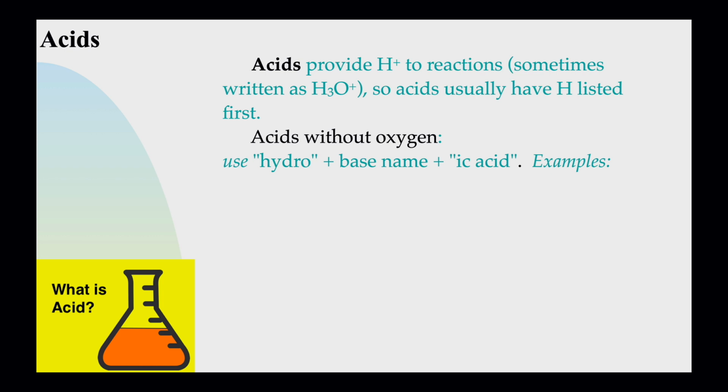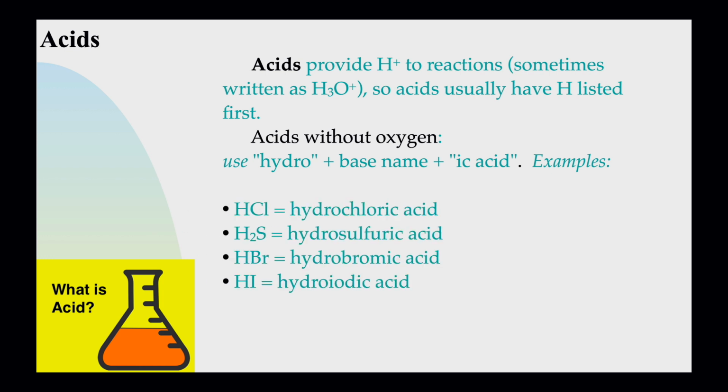You use hydro plus some kind of base name plus ic acid. And I'm sure that's as clear as mud. So let's look at some examples. HCl is probably the most common acid. There's no oxygen there. Notice that chlorine makes that different from the other acids listed. So chlor would be the base. So you call this hydrochloric acid, hydrochloric acid.